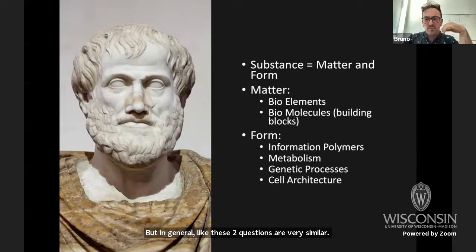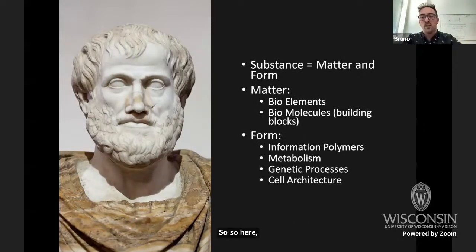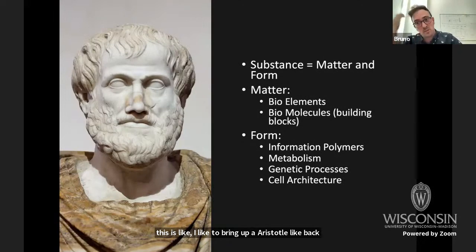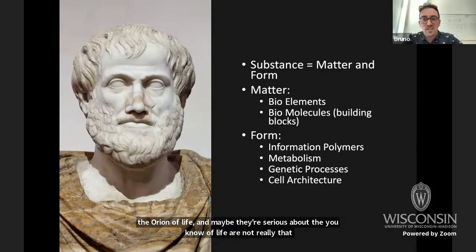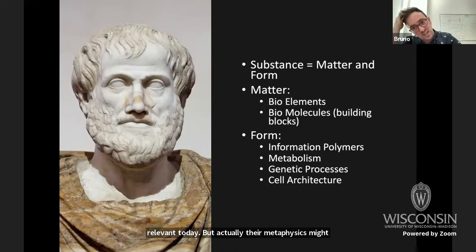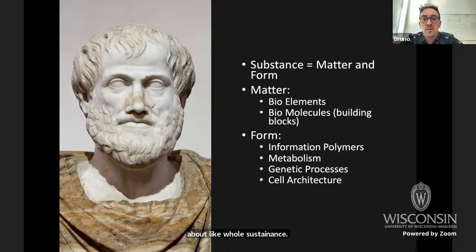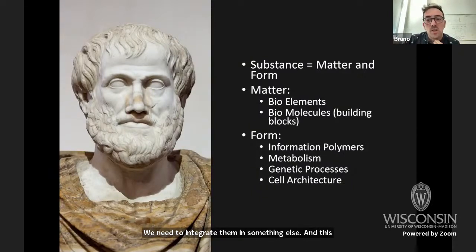Here, in this slide, I like to bring up Aristotle. Back in the day, the Greeks were already thinking about the origin of life, and maybe their theories about the origin of life are not really that relevant today. But actually, their metaphysics might still be, because of the idea they have about how matter and form give place to substances. In the case of biology, we have different matters, in this case bioelements, biomolecules, etc. But those don't make a living organism or any evolvable thing. We need to integrate them into something else. In this case, for instance, we might talk about information, polymers, metabolisms, etc.